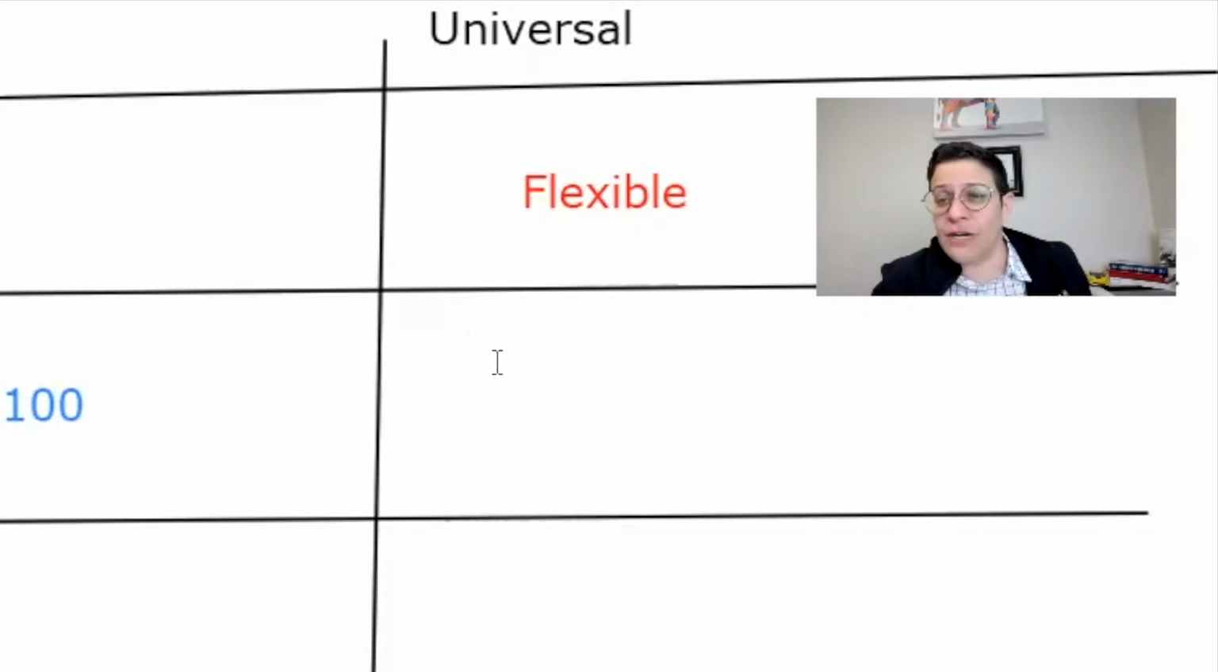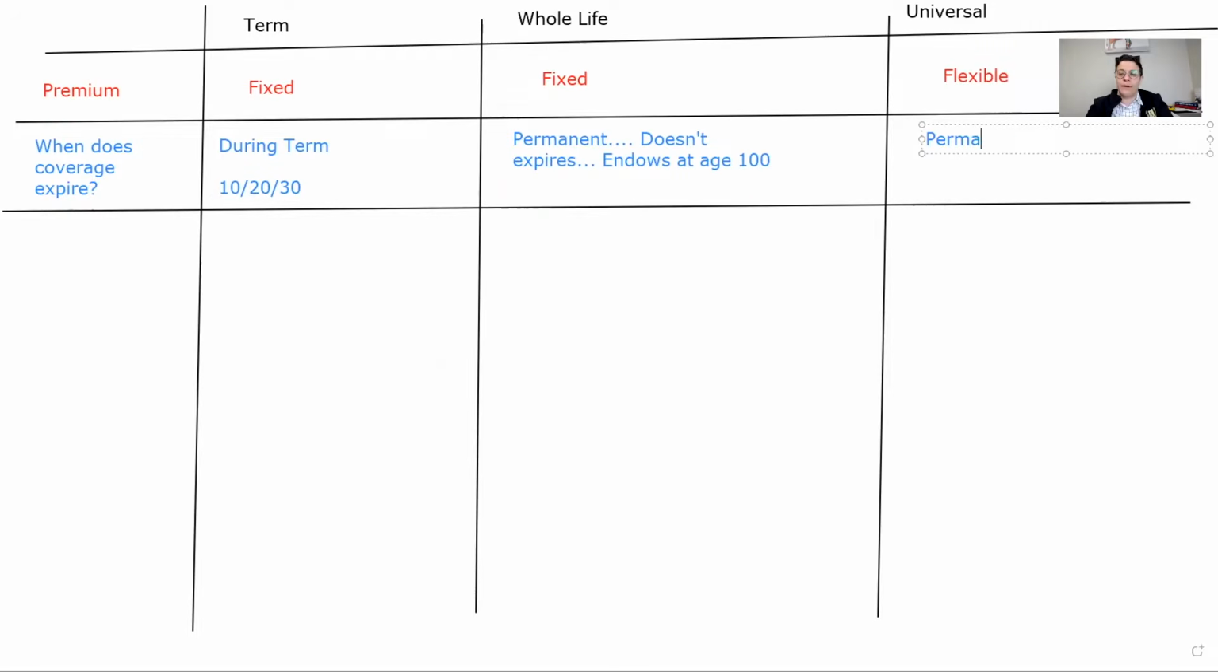And then the universal policy is also permanent until age 121, okay? So you actually have a little bit of time to deal with that one. So that is the different types of the coverage expiring, okay?